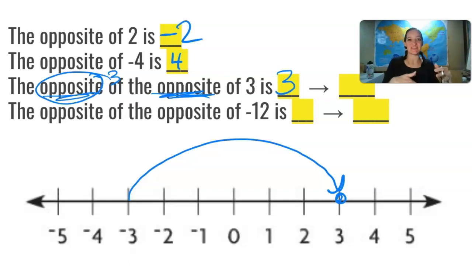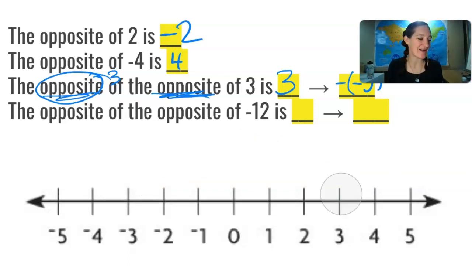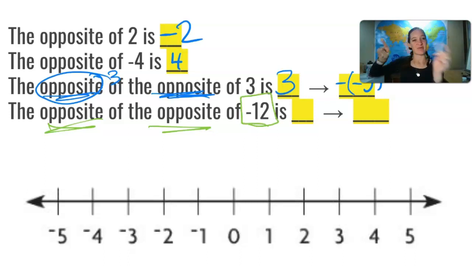We did like double opposites. Okay, so one way we could write that is the opposite of the opposite of 3, and that just puts you back to 3. Okay, what about the opposite of negative 12? If we're down here at negative 12, the opposite of that is 12. And then the opposite of that is back to negative 12. So the opposite of the opposite of negative 12 is back to negative 12.